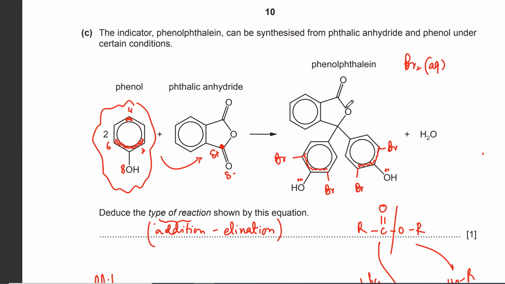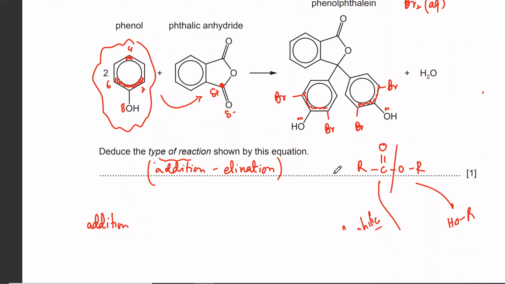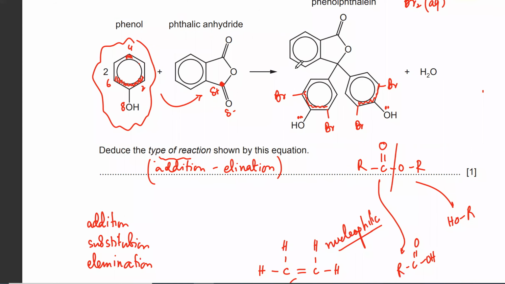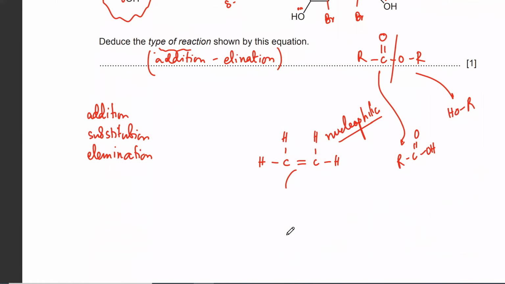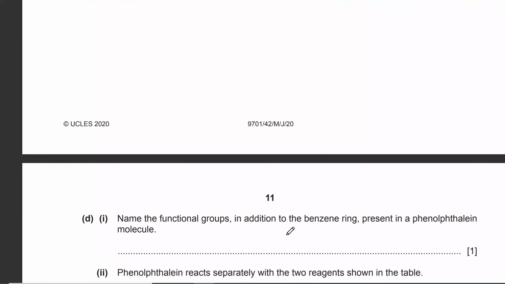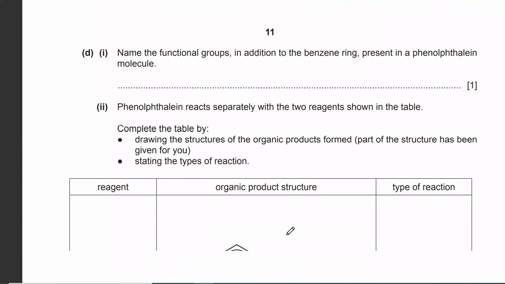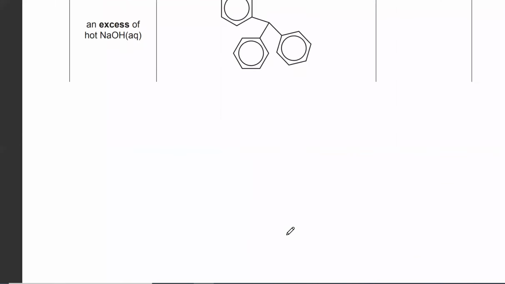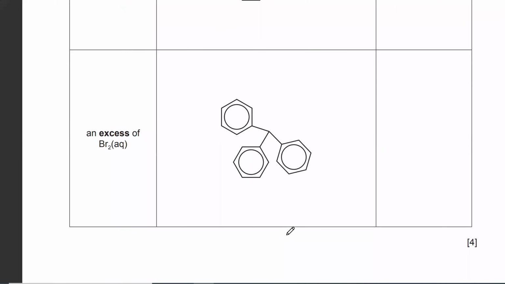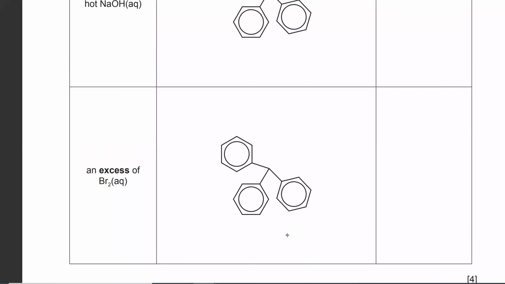The ester group will obviously not react with Br2 aqueous. This benzene will not react because you would need a catalyst. Phenols, you don't need a catalyst. With normal benzenes, you need a catalyst of FeBr3. So this benzene is not going to take part. So now moving on. And the type of reaction. On the benzene ring, that's electrophilic substitution.